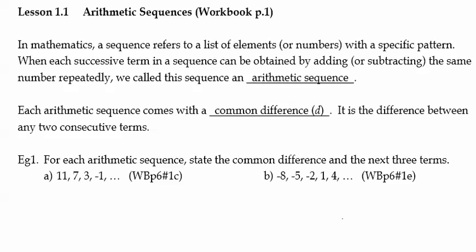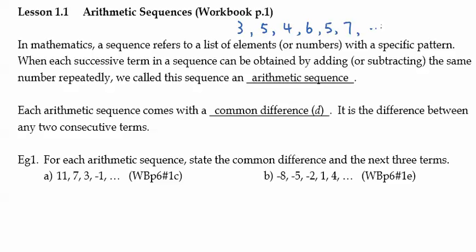So in mathematics, when we have a list of numbers or a list of different terms all together, one after the other, we will call it a sequence. So a sequence of numbers could be something like 3, and then 5, and then 4, and then 6, and then 5, and then 7.